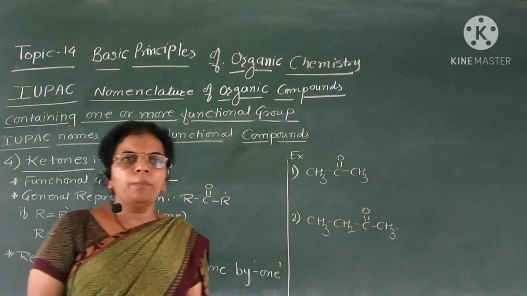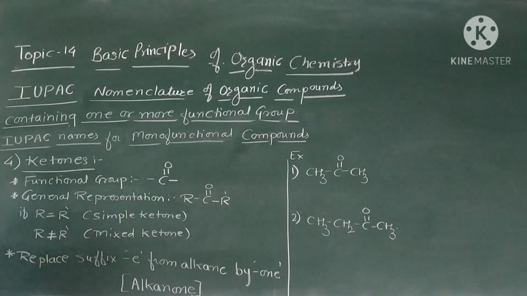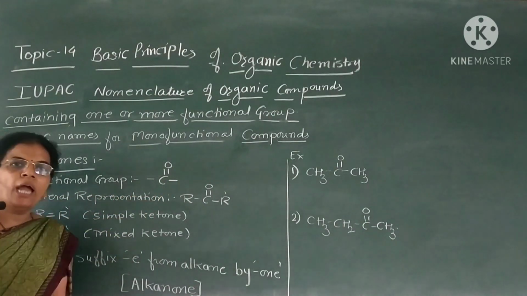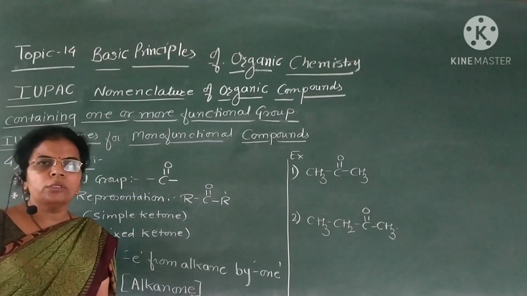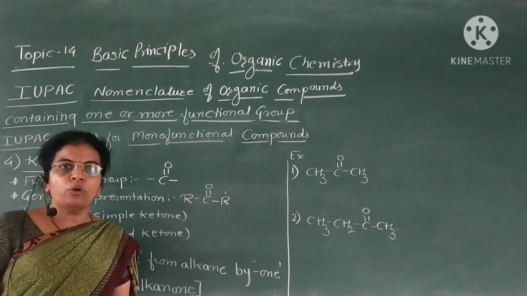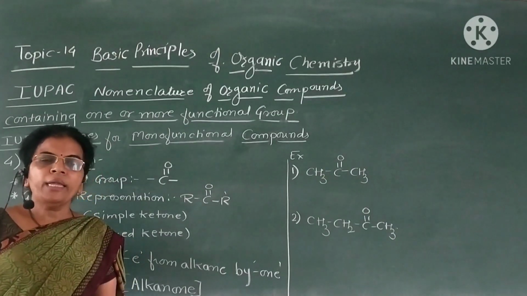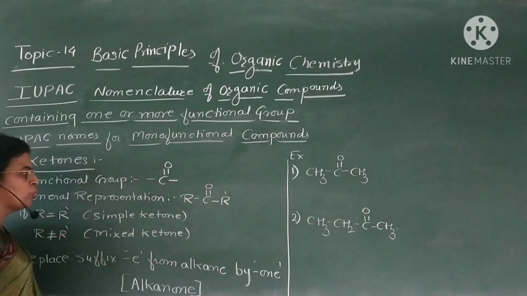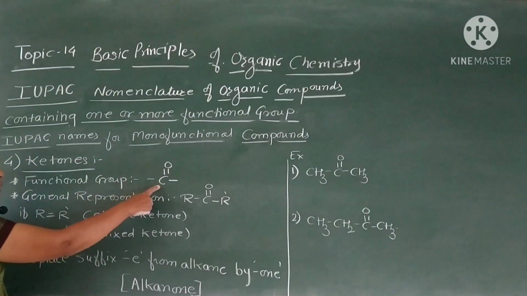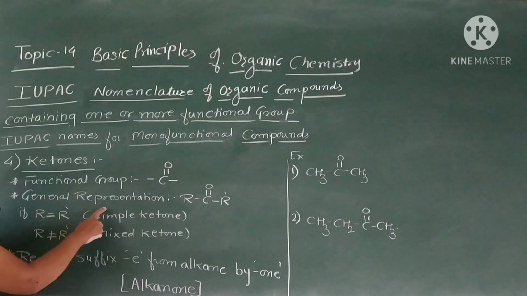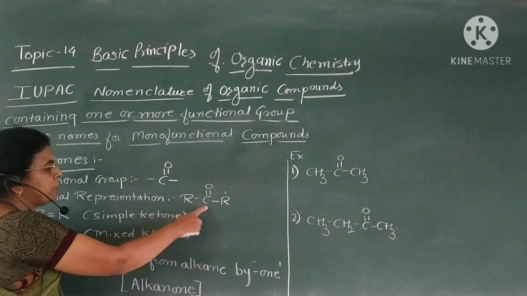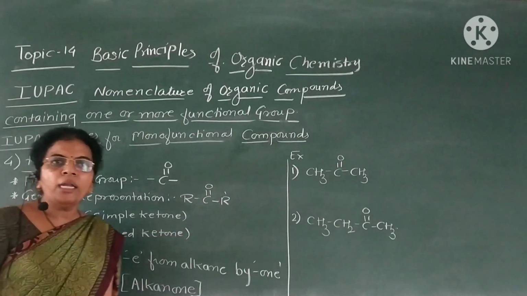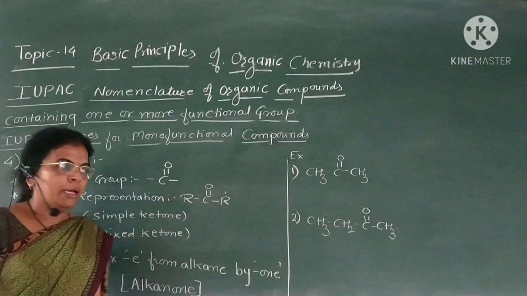Now, fourth compound, ketone. The functional group of ketone is C double bond O. Aldehydes and ketones are carbonyl compounds and they are functional isomers of each other. They possess a C double bond O functional group. Therefore, the general representation of ketone is R C double bond O R dash. Here R and R dash are alkyl groups or hydrocarbon radicals.